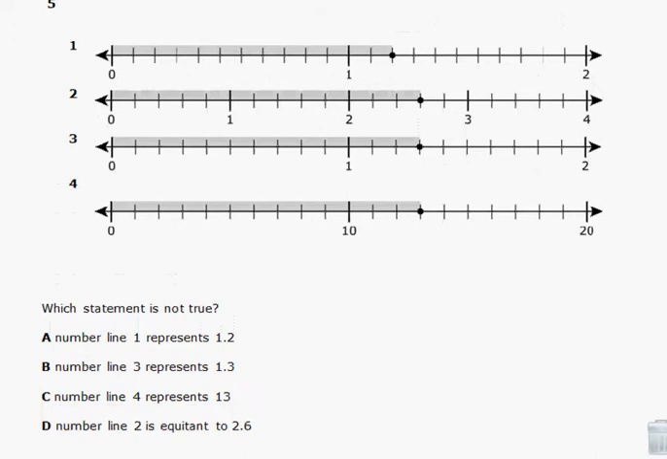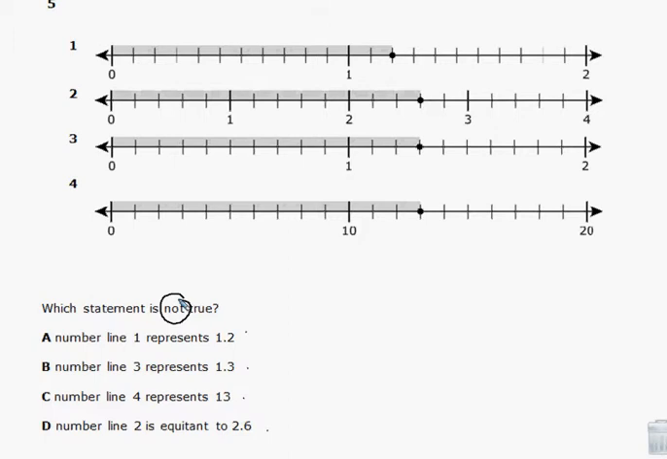Okay, problem number 5. I have some number lines right there. It says, which statement is not true? And I have a bunch of answer choices right there. And what we're going to do is go ahead and look at our number lines. We'll go ahead and try to label them. On this one right here, it looks like all of my answer choices are either a whole number or a decimal. But we're also trying to figure out the one that's not true. So let's see if we can come up with a decimal for each one of these.